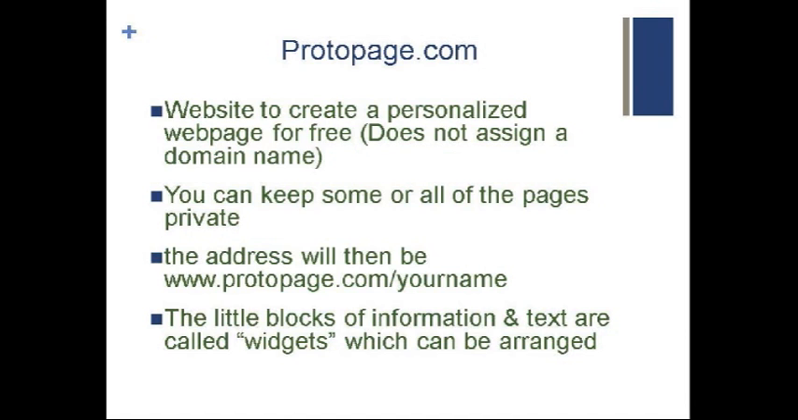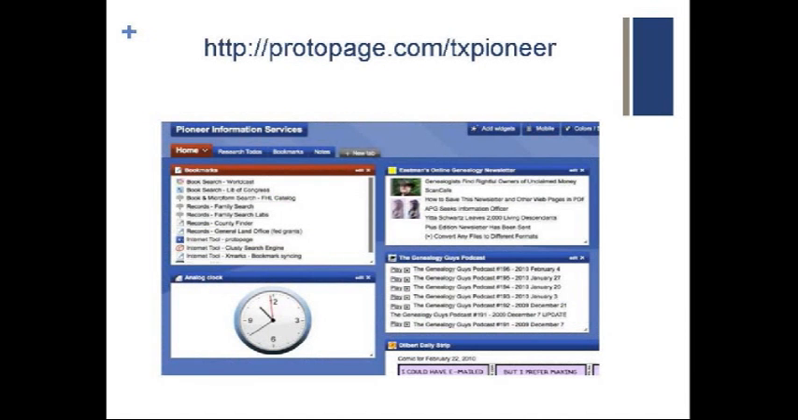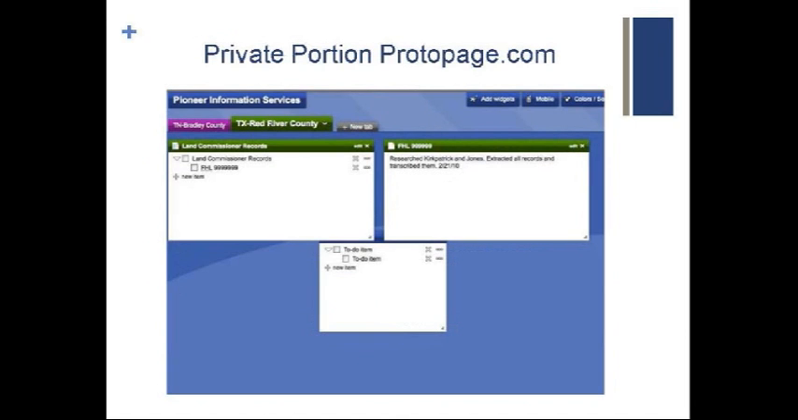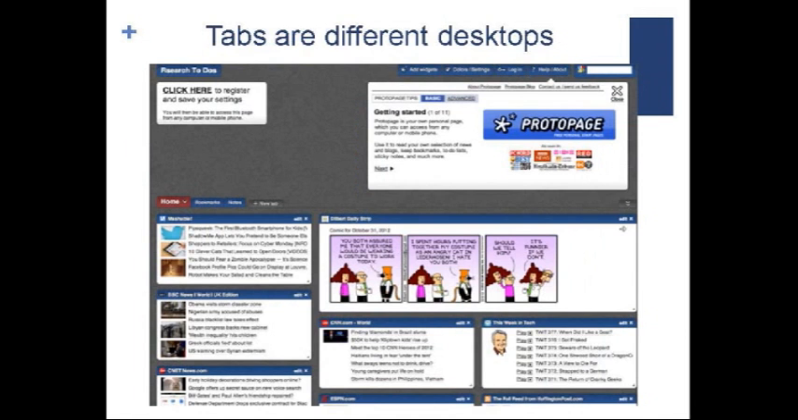What's on the proto page can be little blocks of information, and the text are called widgets because they can be rearranged. So here is my proto page, and I've got 4 little widgets. You can pick other things, like Dick Eastman's online newsletter, and the Genealogy podcast guys have their podcast on there, so you can put different things on your proto page. And it's also a way of tracking some of your to-do. Here I have my private portion of my proto page, and I put some of my research to do on Red River County here. So this is another way I have done some research to-dos.